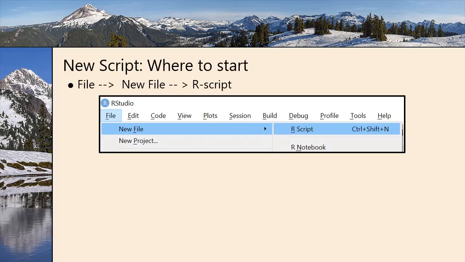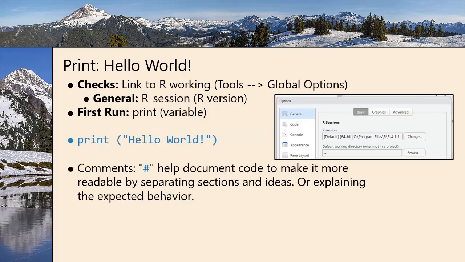First thing to do is open a new script. Load RStudio and create a new file, an R Script. The first thing to do is make sure you have a working connection to the R programming language. You'll find this in the Options under General, in the R Sessions link. You should see a folder link there, otherwise you'll need to search for it.